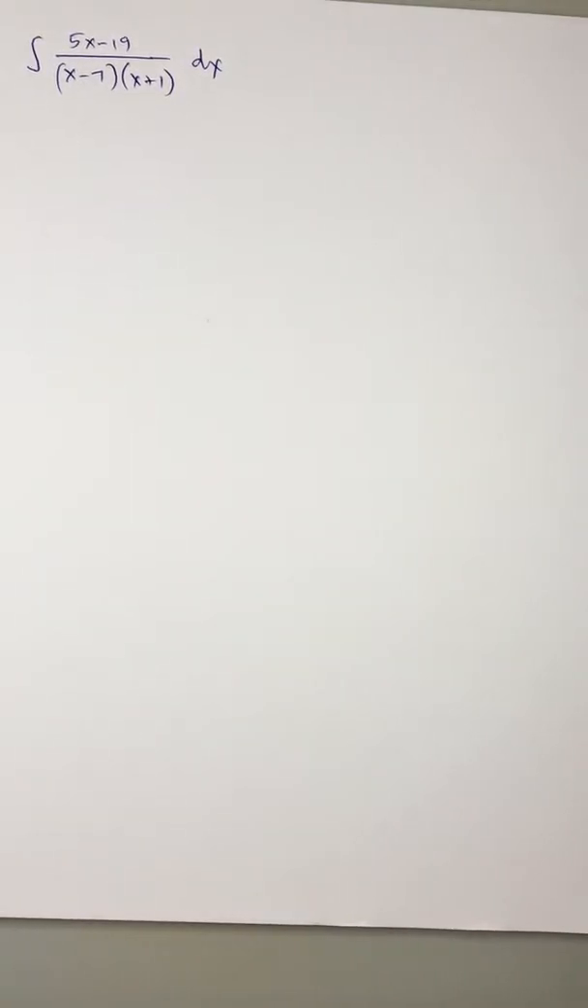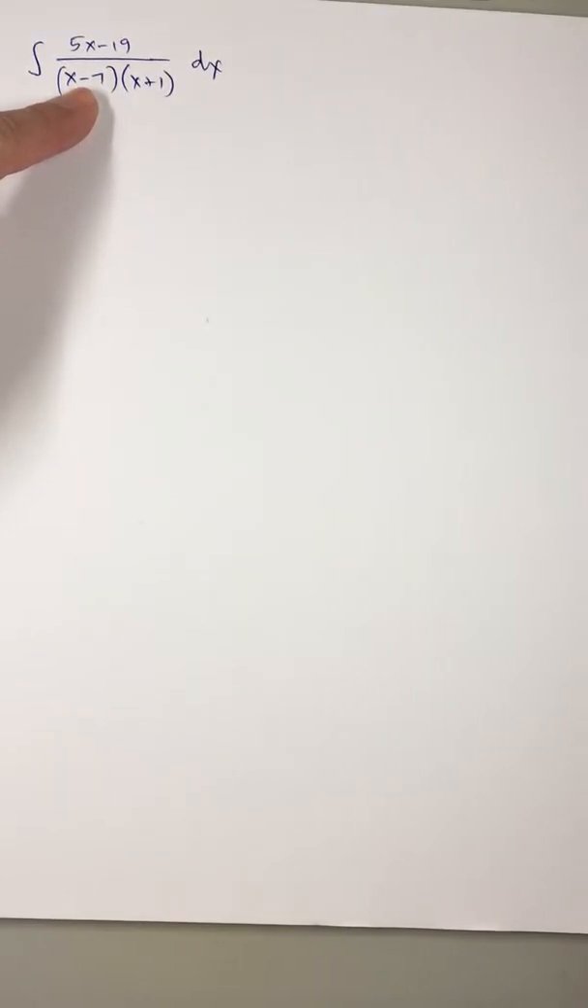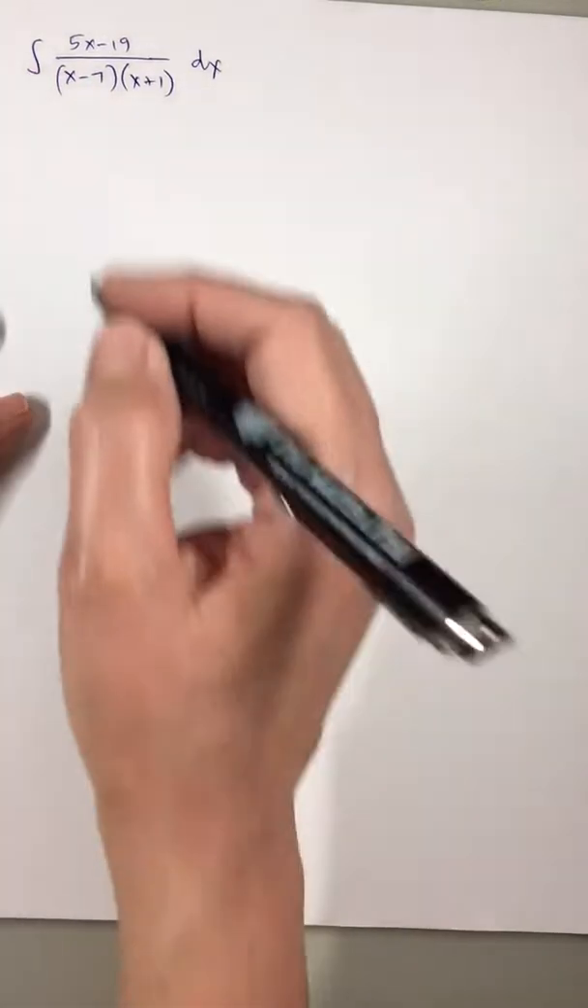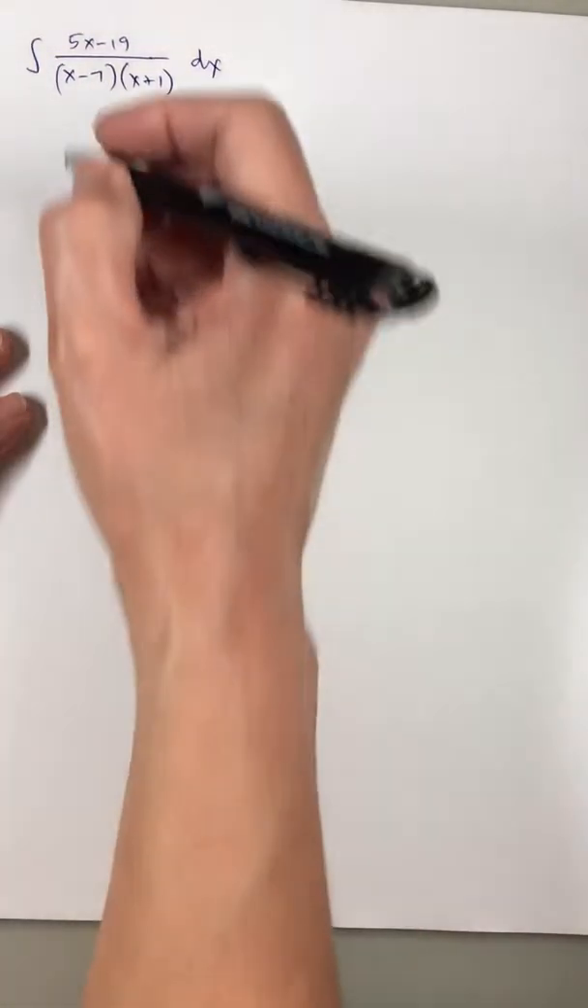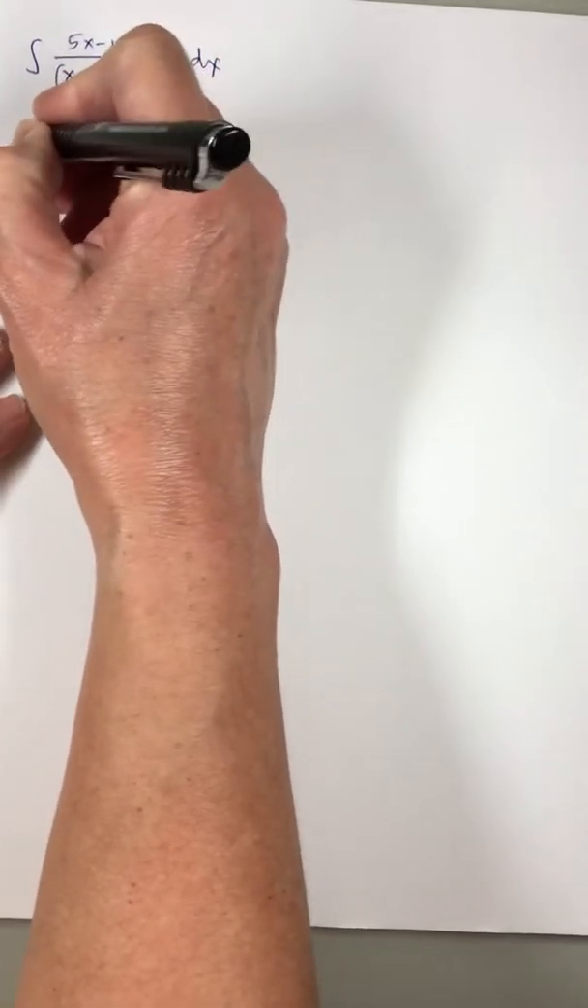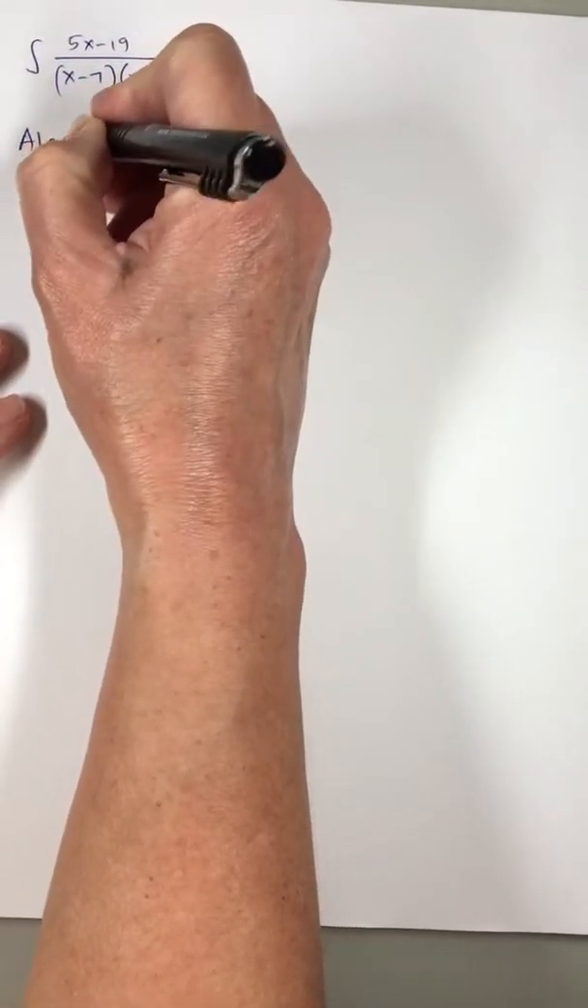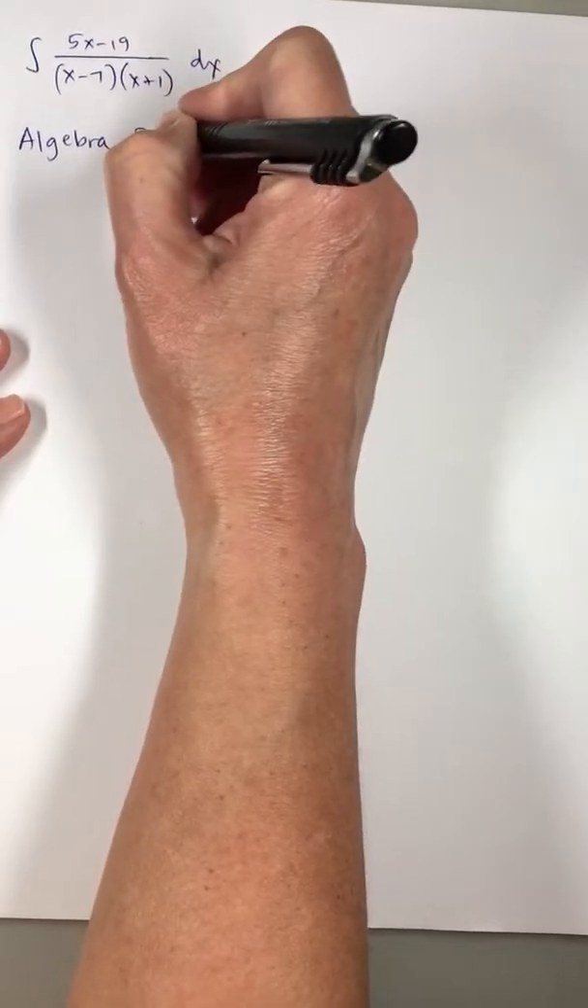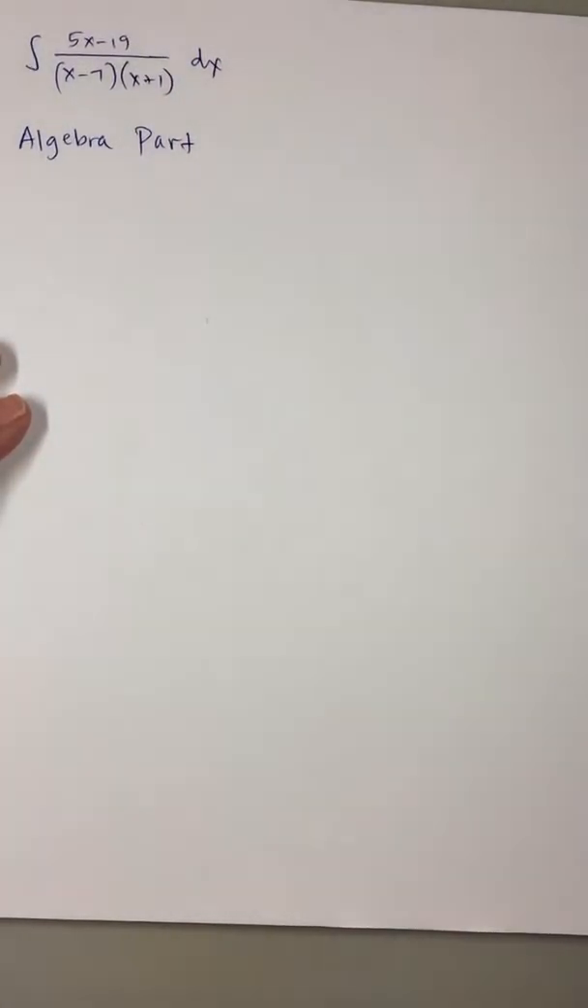To work this problem, I have to do what we call partial fraction decomposition. I need to take this fraction and split it up into two fractions that would add to give me this fraction right here. So this one is a very basic problem, and here's the algebra part of this calculus problem.